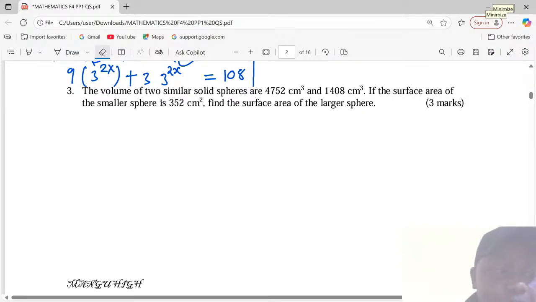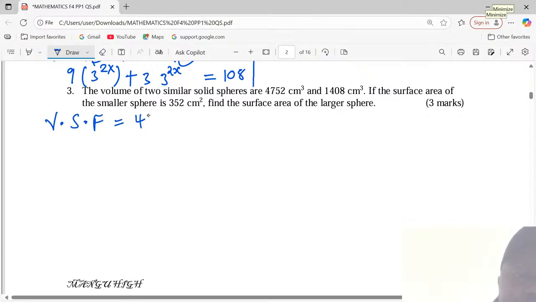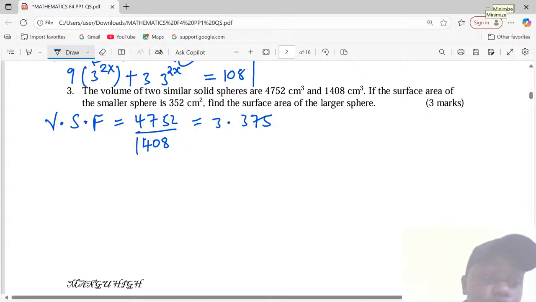What you're supposed to know is that in this particular question, the ratio of the volumes will give us the volume scale factor. So 4752, when we divide this by 1408, we're going to get the volume scale factor. So 4752 divided by 1408 gives us 3.375. This is the volume scale factor.